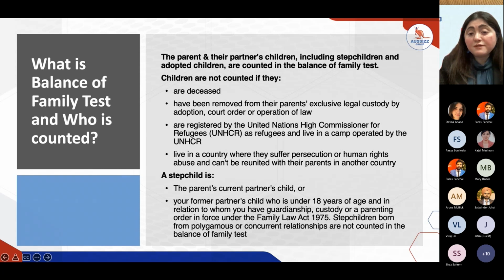Stepchild, what is the definition? Partner, current partner's child, or your former partner's child. So the balance of family test is not counted. The balance of family test is only counted for your own children, not the stepchildren or your step cousins. It's not counted. Okay.